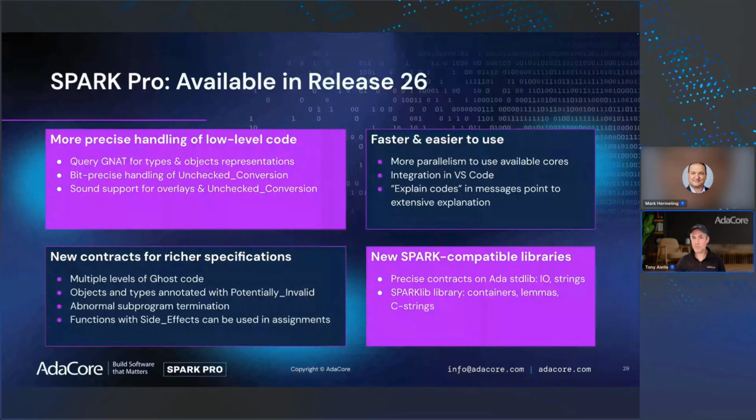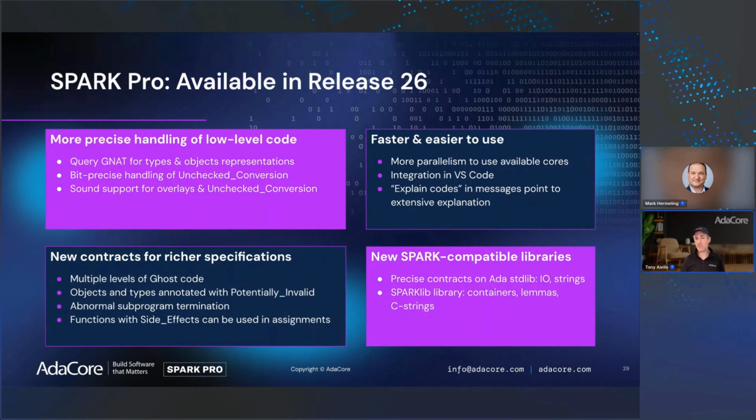We're also making Spark faster and easier to use. We're exploiting more parallelism to get more out of your available cores. We're giving you deeper integration into VS Code. And we're extending our support for explain codes, which give you messages with more extensive explanation so that you can dig deeper and understand what Spark is telling you. That's something we're planning to exploit even more this year.